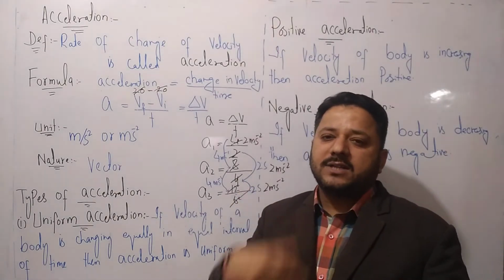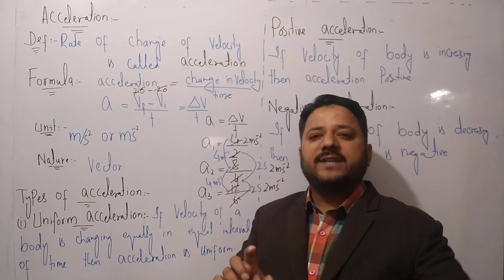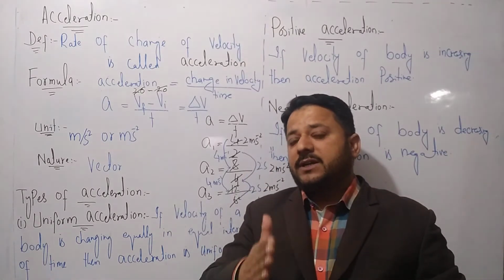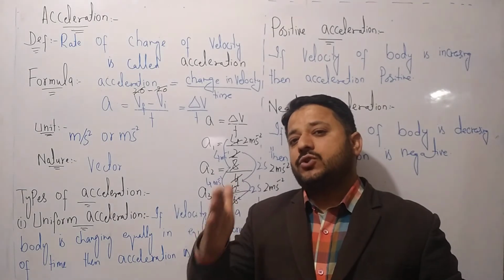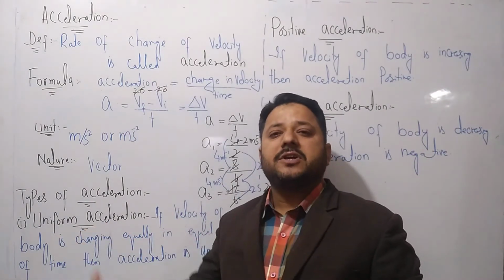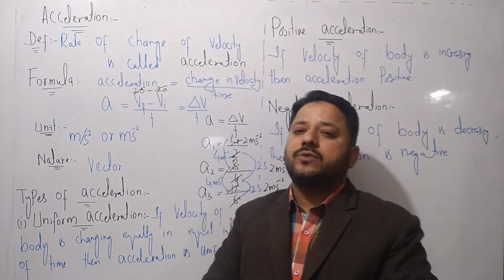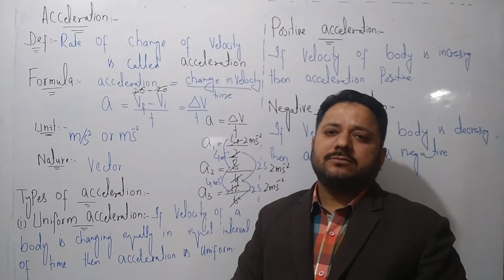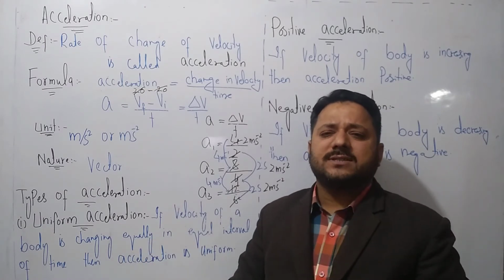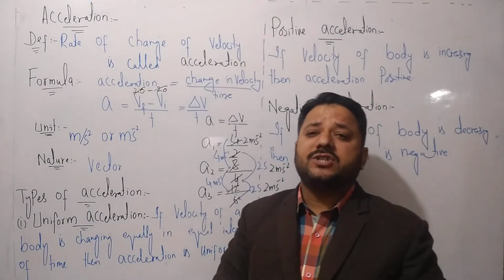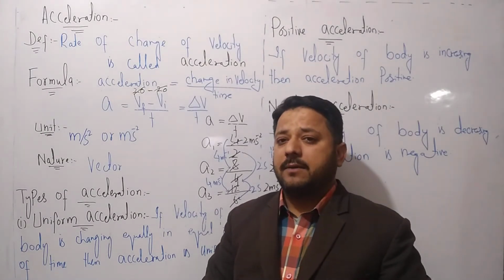For uniform acceleration, velocity should change equally in equal intervals of time. If we are considering equal intervals, for example, we are observing on a stopwatch, then in equal intervals of time, velocity should change equally. Then we can say that this acceleration is uniform, students. Otherwise, it is variable acceleration. At this stage, we are not going to discuss that, but that is uniform acceleration: when the velocity of a body is changing equally in equal intervals of time.